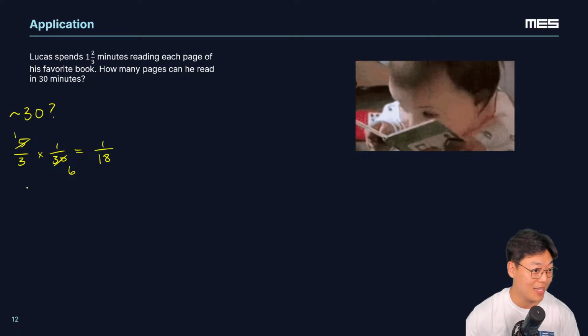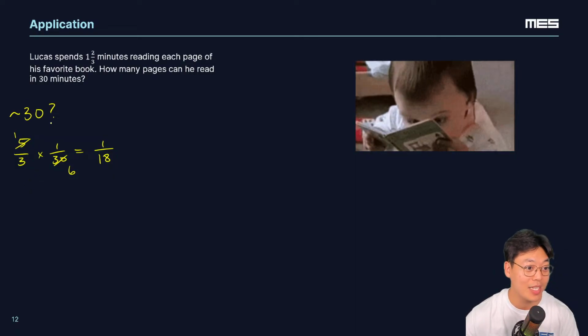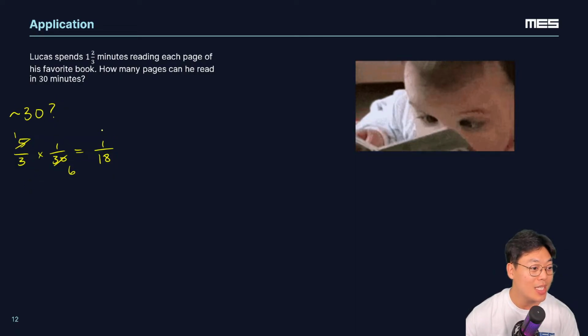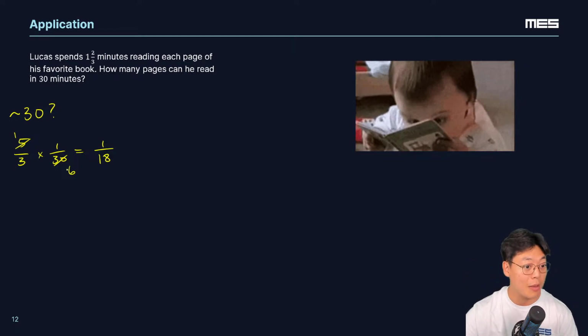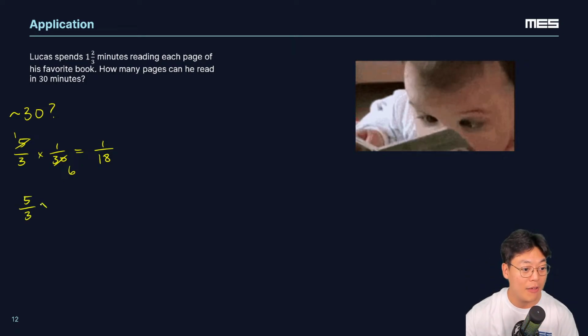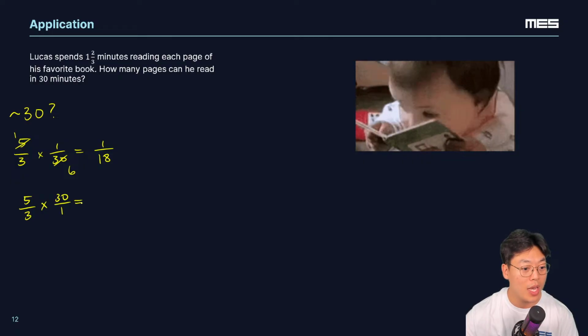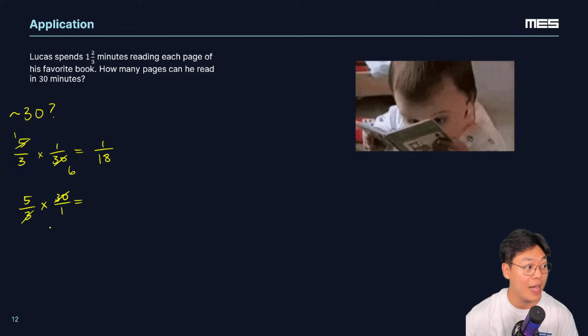Yes, okay, that's exactly what I thought you were going to say, Max. That's a great guess. So this time 1/18 might not work. Oh, okay, Chloe, you said 5/3 times 30. Let's try that instead: 5/3 times 30/1. Well, 3 and 30 have a common factor of 3.